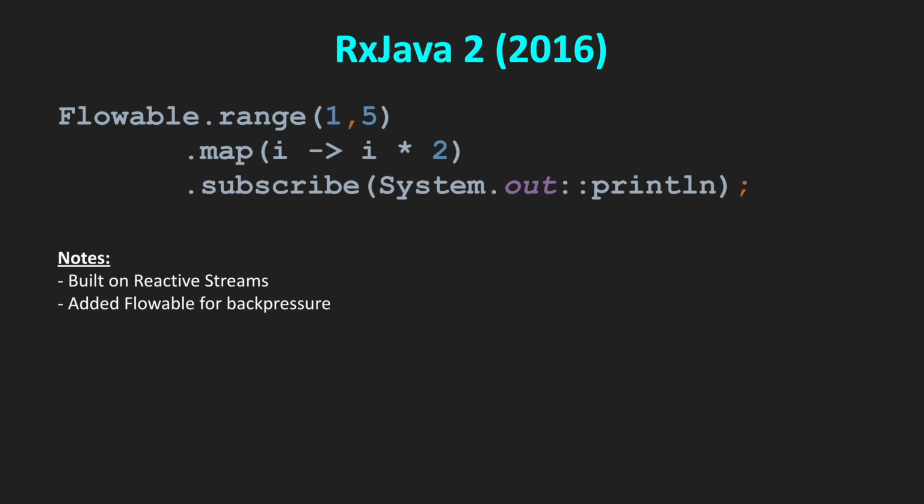So the next one is that in 2016, RxJava 1 was improved to RxJava 2. Flowable was introduced in order to handle the back pressure. Again, Flowable is another way of saying publisher, but in this case, it was introduced in order to handle the back pressure in reactive streams.